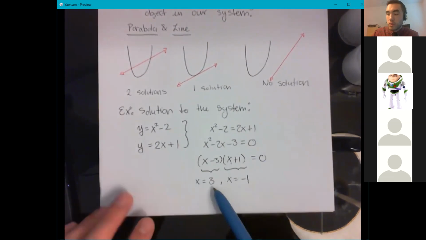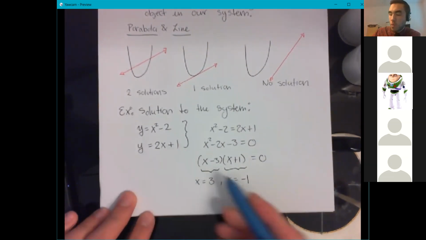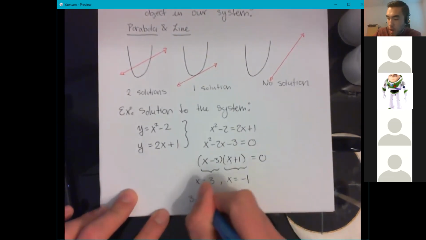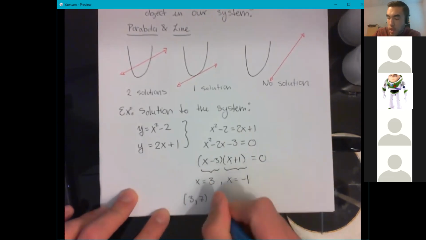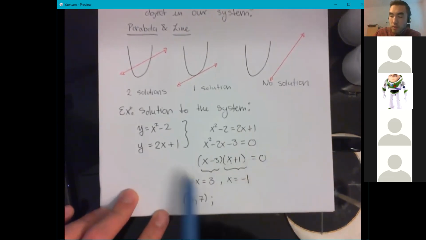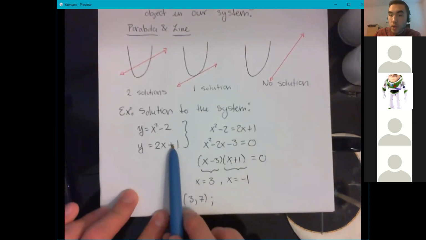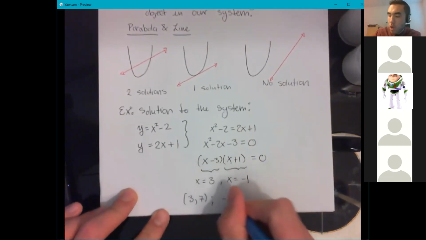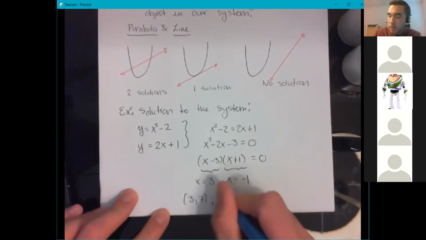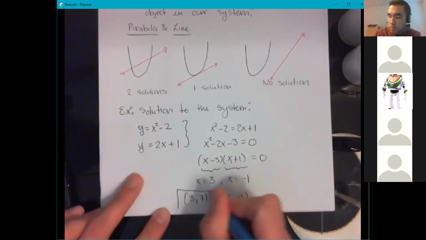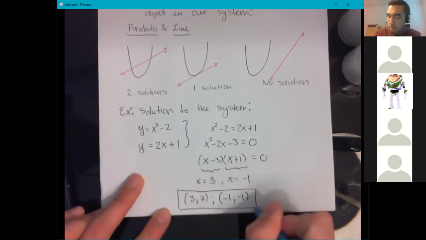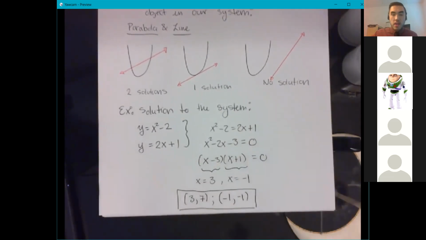So 3 times 2 is 6 plus 1 is 7. So that should be 3, 7. And our second one is going to be -1 times 2 is -2 plus 1 is -1. -1, -1. And I believe that these points match our Desmos graph perfectly. And getting the answer is actually pretty short mathematically.